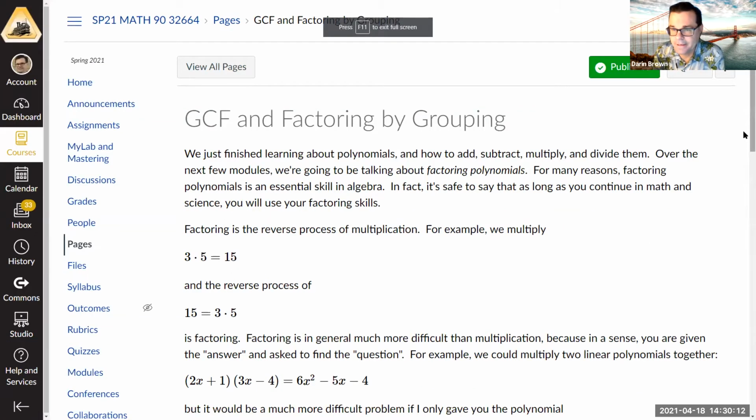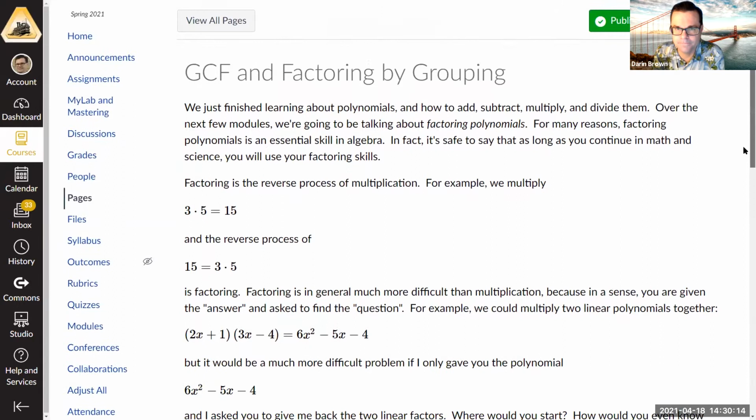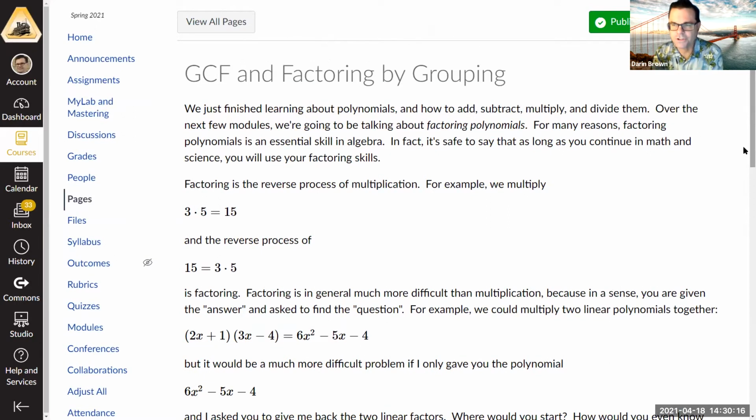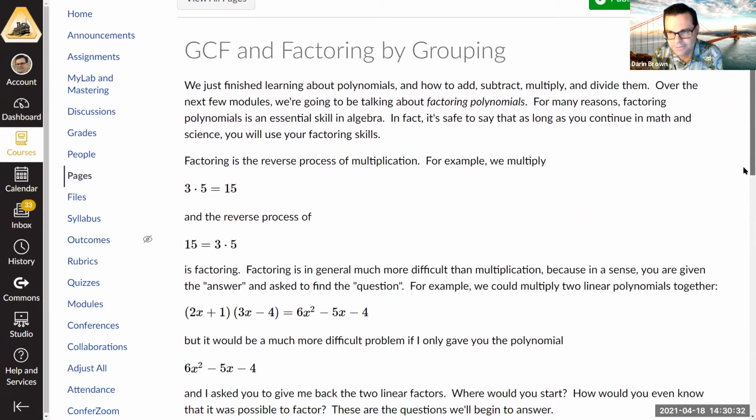So GCF and factoring by grouping. I'm going to talk through a little bit of this. In each of these sections, I introduced it with a little bit of text. So I talk a little bit about what factoring is. For instance, I say here 3 times 5 is 15. So we're trying to undo that, right? 15 is 3 times 5.